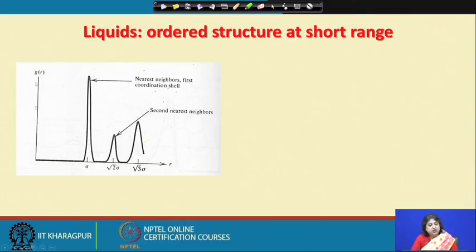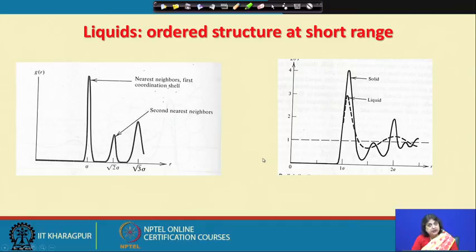This is a typical g of r for the solid state structure. As you see, all the peaks here are very sharp and have great heights. That is because in the case of solids, these atoms cannot move from their mean equilibrium position very much, and you always have a certain number of atoms at a given distance.